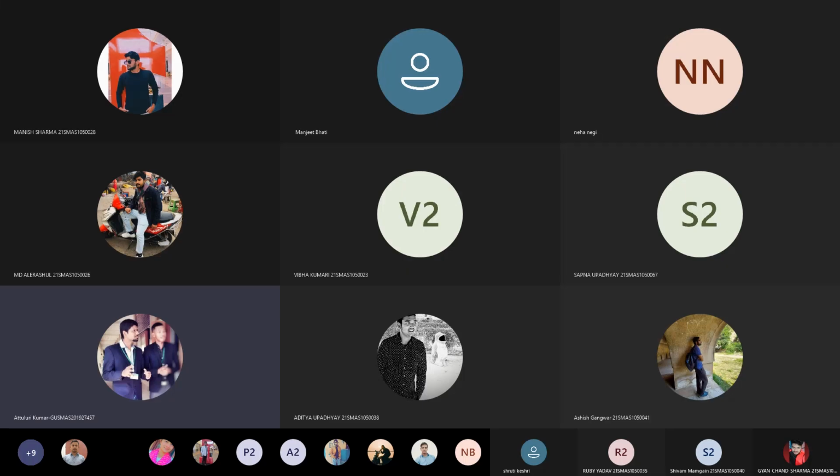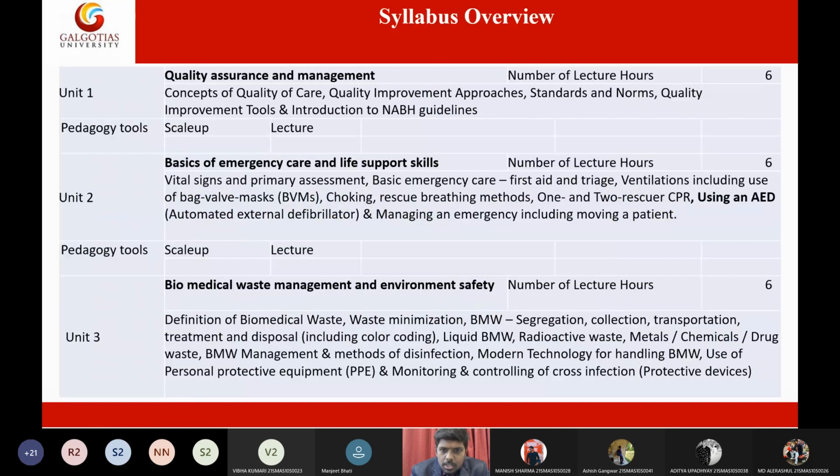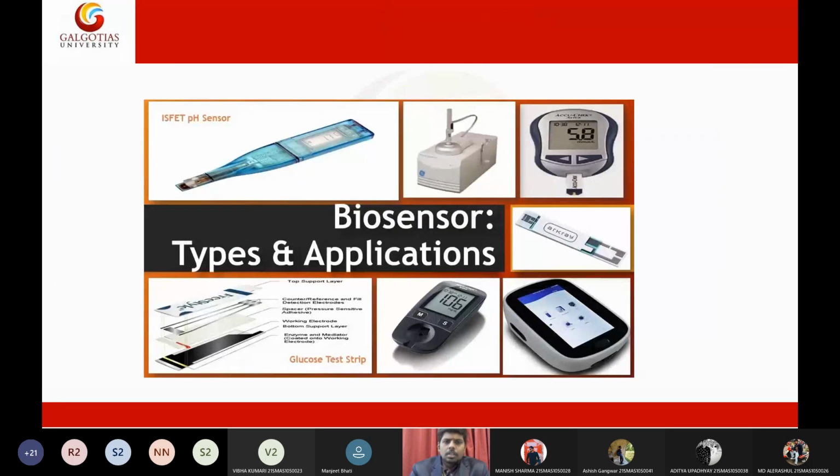To the biosensors. So your unit 6 is all about biosensors and automation in laboratory. So let us see what is this biosensors. There are many biosensors such as thermometer, pH meter, glucometer, pulse machine, pulse oximeter, electronic blood pressure apparatus, and certain glucose strips. Certain card strips can also be stated as biosensors. So these are a few types of biosensors we have.